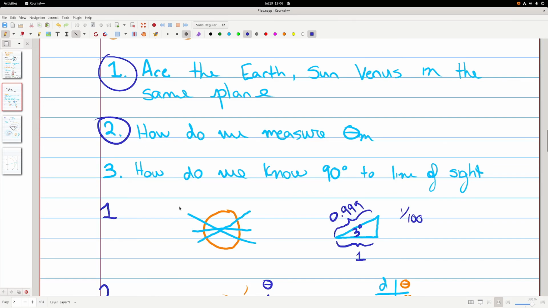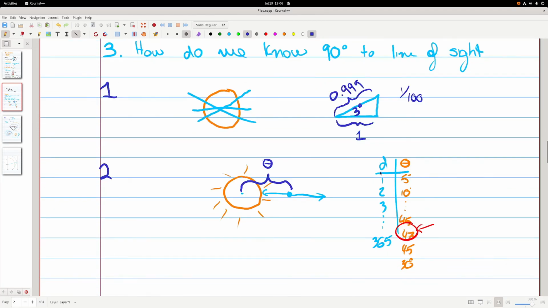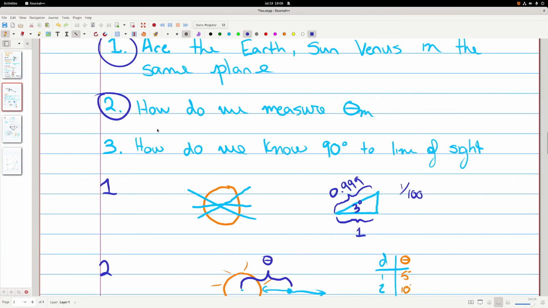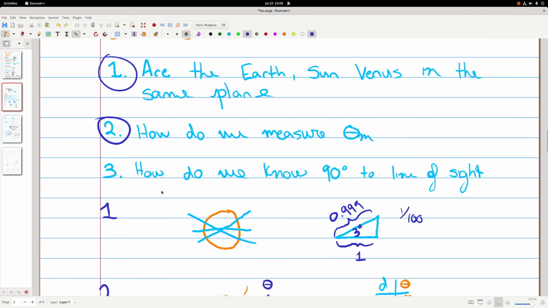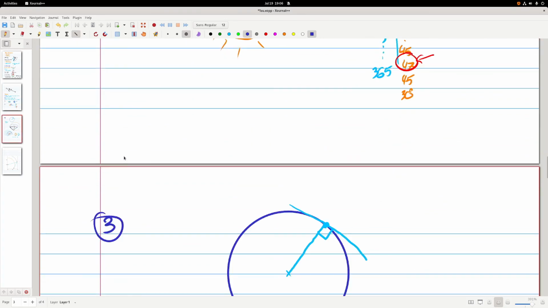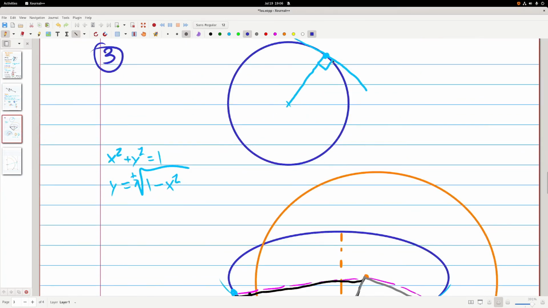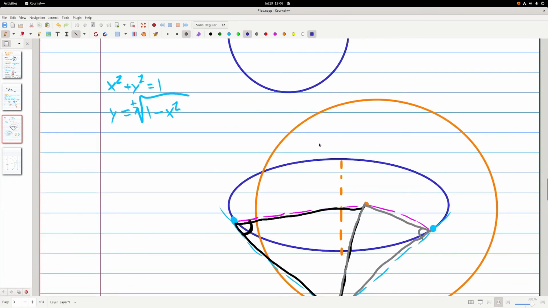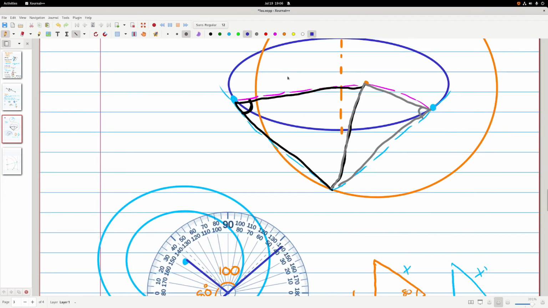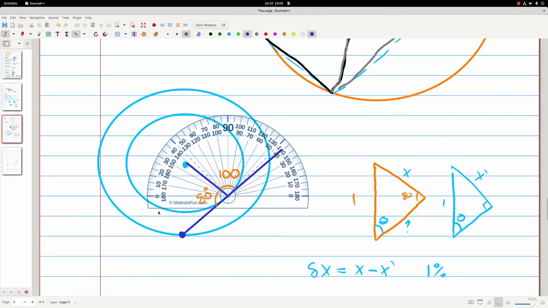2, how do we measure theta m? I hope I described this well enough. Perhaps the video, the animation helps with that explanation also. And 3, how do we know it's 90 degrees to the line of sight? This is the most important objection. Obviously, if it's a circle, this is trivial. If it's absurdly elliptical, then this is a very good concern. But even if it's slightly elliptical, it's about 1%.